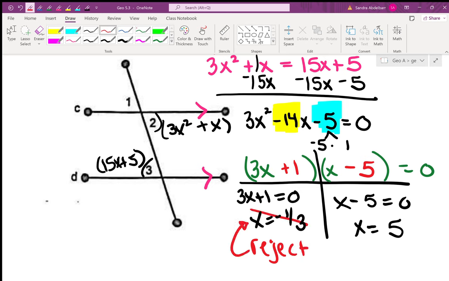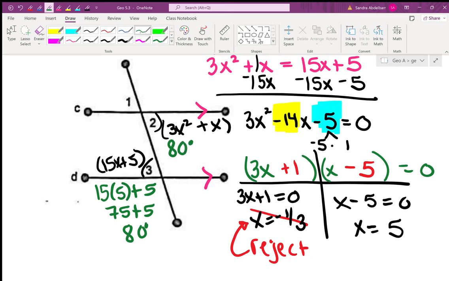So I only have x is equal to 5. Now I'm going to plug that in. 15 times 5 plus 5. 75 plus 5 is 80, which means angle 2 is 80, which means angle 1 is 80. Vertical angles are congruent, right? Isn't angle 1 and 2 congruent? So that's also 80.